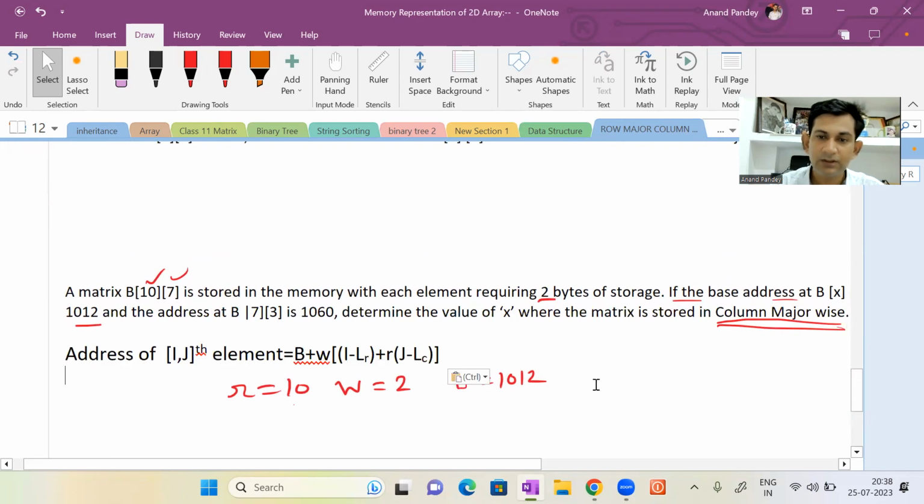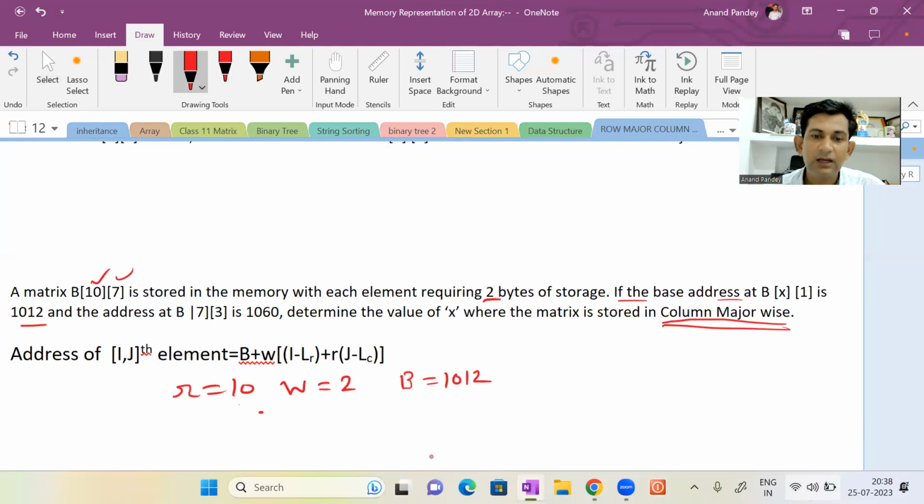Okay, this formula. So we got the value of B. Base address is 1012. See, read the question thoroughly, you will get everything. And W is what? The width of each element, requiring 2 bytes of storage, that is W equal to 2, B equal to 1012. Now listen.